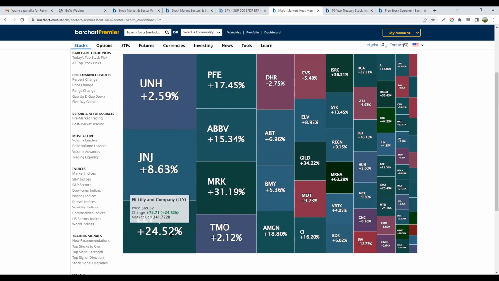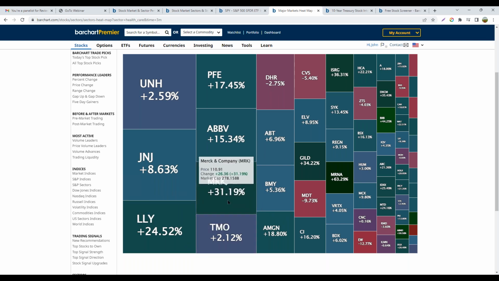So we also talked about looking at healthcare. If I go to healthcare, what we've noticed in the last 3 months or so is large cap pharma: Eli Lilly, Merck, Moderna, Gilead. So these are those true steady type stocks.